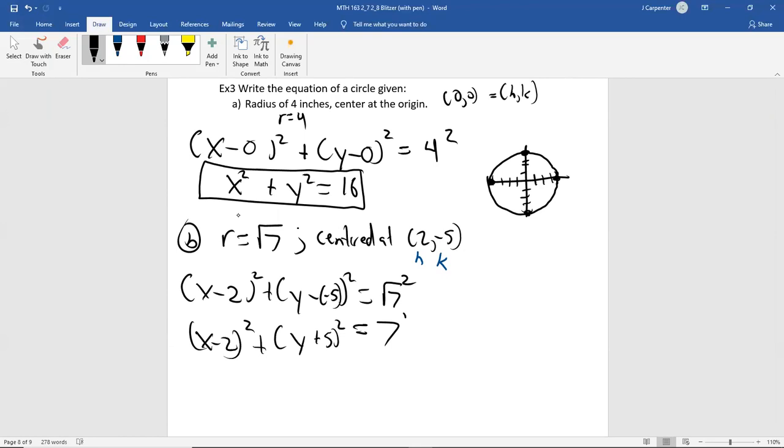And that's our answer. You might say, Mr. Beckner, why aren't you doing the x minus 2 times x minus 2 in foiling and the y plus 5 times the y plus 5 in foiling? Sure, you could. It's going to look a lot uglier.